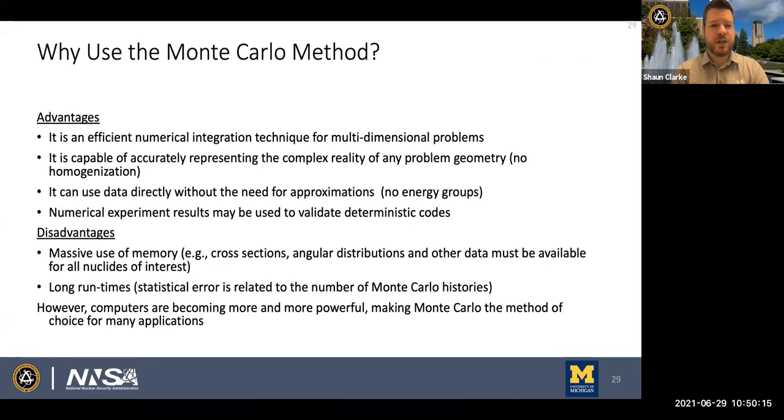It's capable of representing complex geometries, so there's no homogenization required that is needed in other approaches. Discrete approaches often use homogenization both in space and/or energy, which creates approximations. If you think about energy grouping or energy homogenization, Monte Carlo is typically using point-wise numerical data, so none of these approximations are needed.